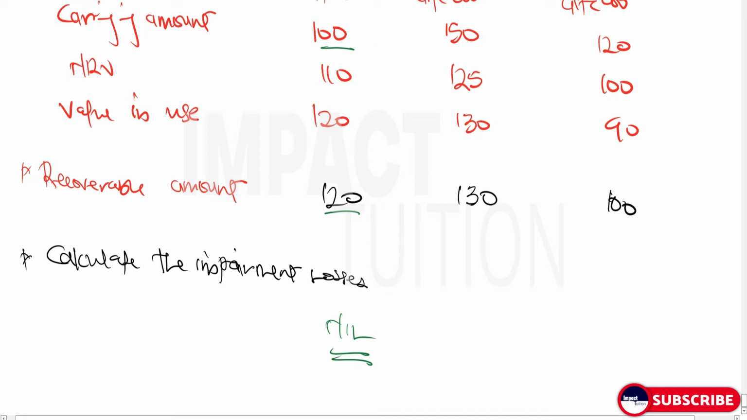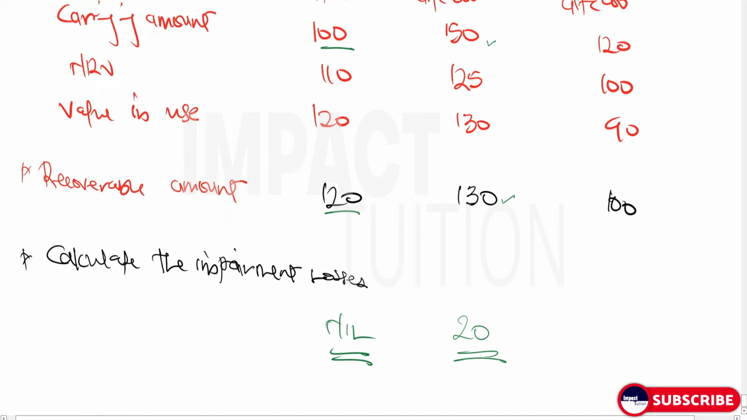We come to asset B. The carrying amount of asset B is 150. Recoverable amount is 130. It is obvious that the carrying amount is higher than the recoverable amount. So we need to write down the value of the asset to the recoverable amount. And the difference is 20,000. So for asset B, our impairment loss is 20,000.